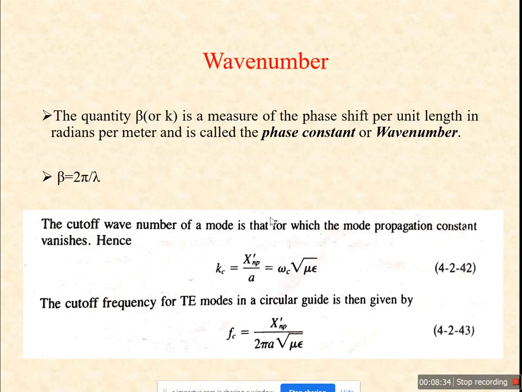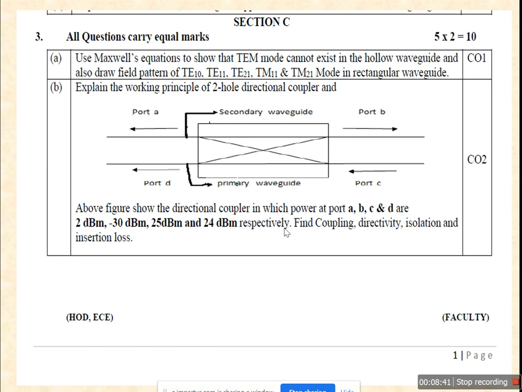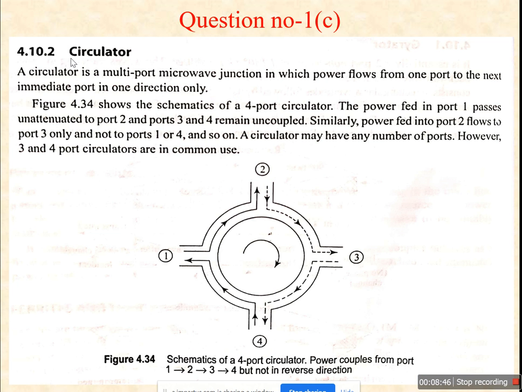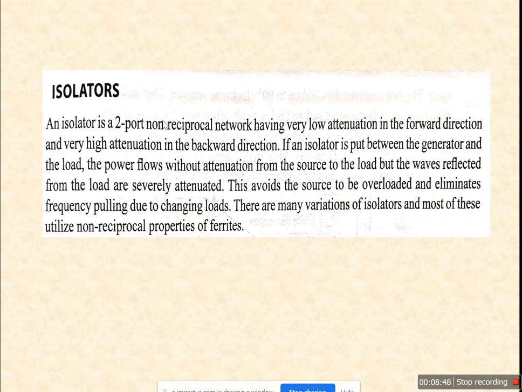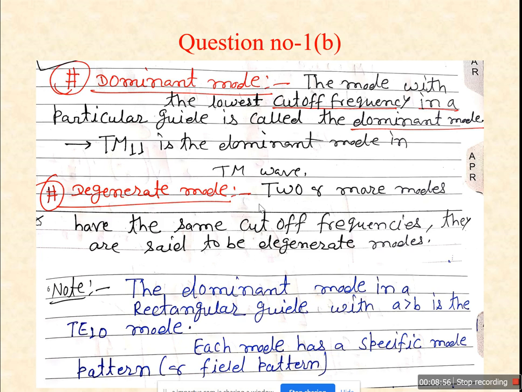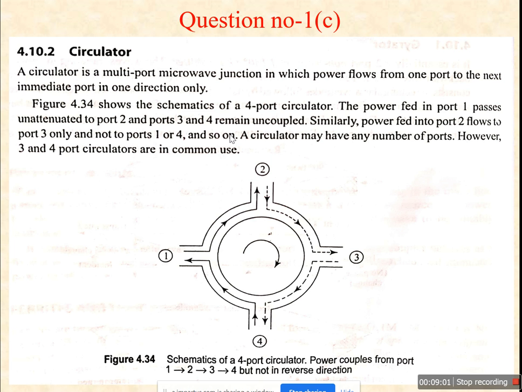Now the question number 1C: give the difference between isolator and circulator. Here is the circulator and here is the isolator. A circulator is a multi-port microwave junction, whereas the isolator is two-port. That is the first difference.